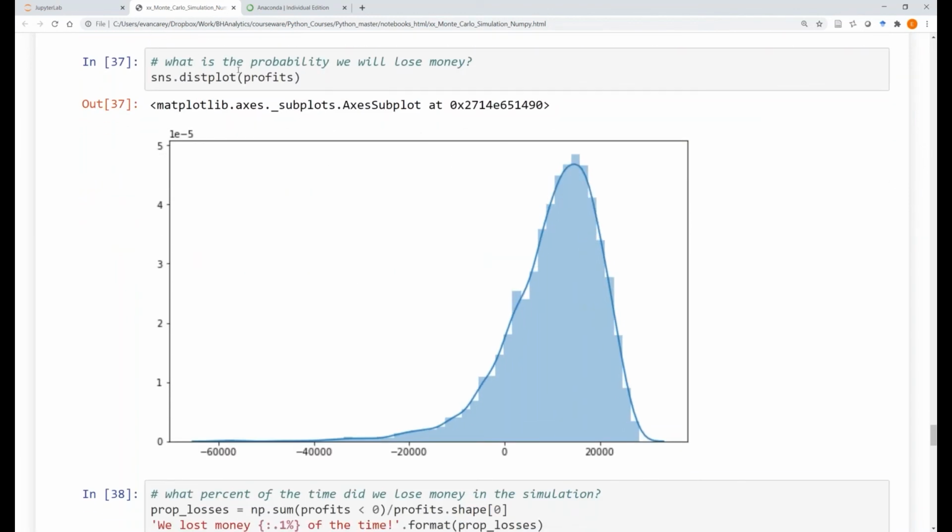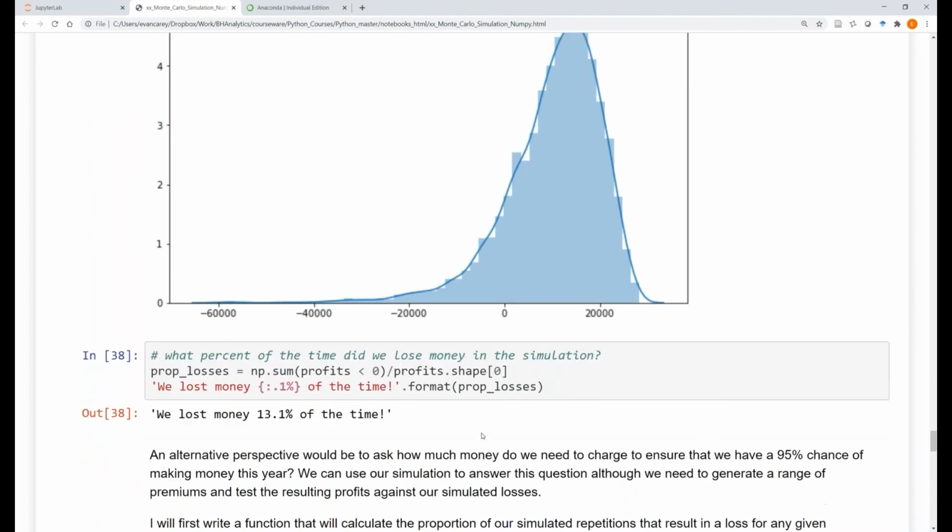We look at the distribution of profits. That's the function from Seaborn to look at the distribution of the profits. And we can see that, yeah, on average, our profits are going to be right here, which is good, but it's kind of skewed. And there's a non-significant proportion of the time below zero where we actually lose money. So that's not good. So what proportion of the time are we going to lose money under this simulation?